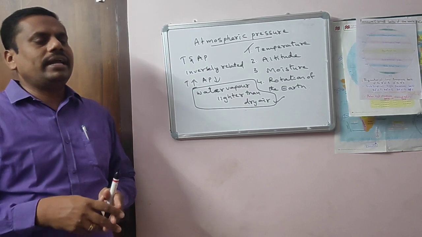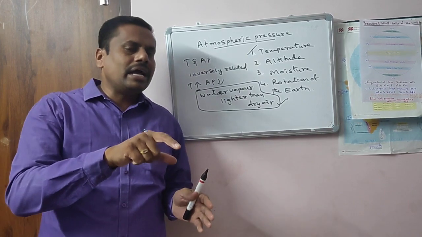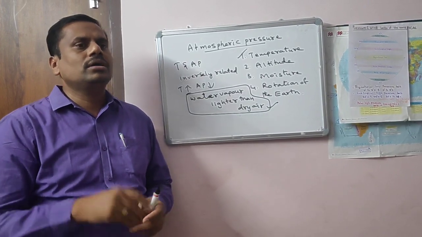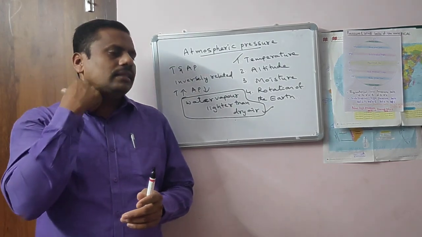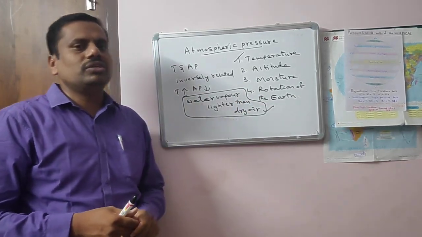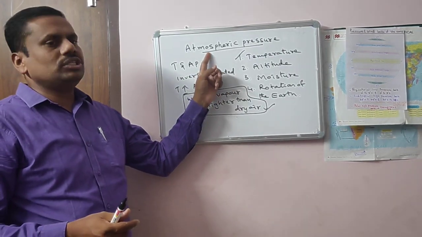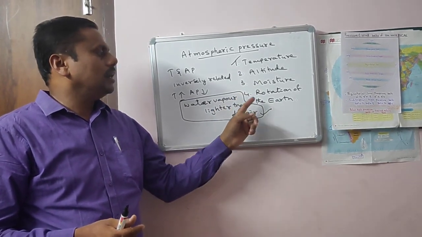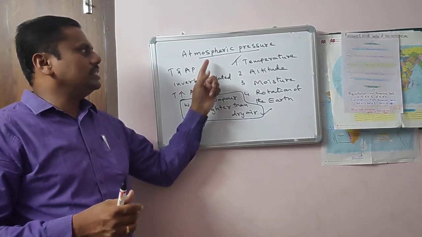That means if you find low pressure in one area, in the same area you may find high pressure after a few hours because of the rotation of the earth. Whenever air moves from one place to another place, the pressure conditions change. This is the fourth important factor which influences atmospheric pressure. So remember, atmospheric pressure is influenced by important factors like temperature, altitude, moisture, and also rotation of the earth. These four important factors influence the atmospheric pressure.